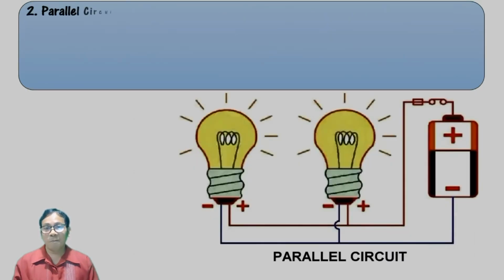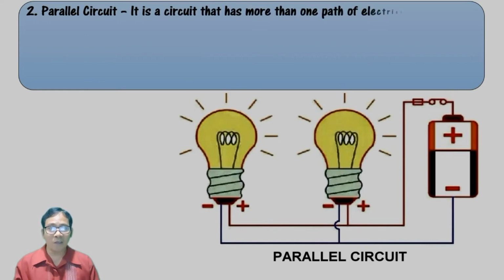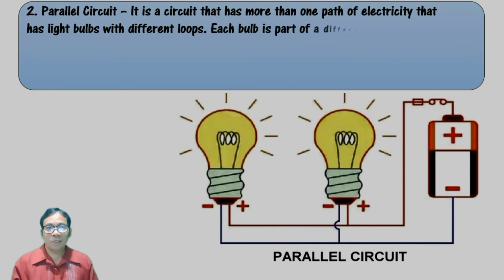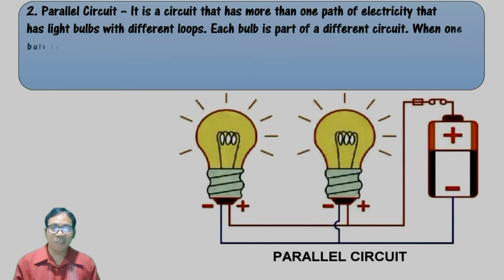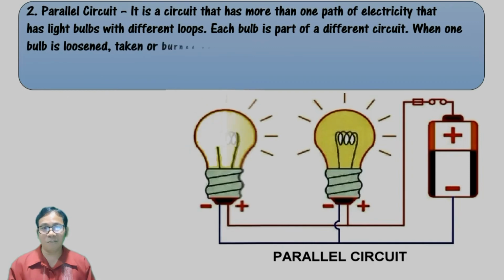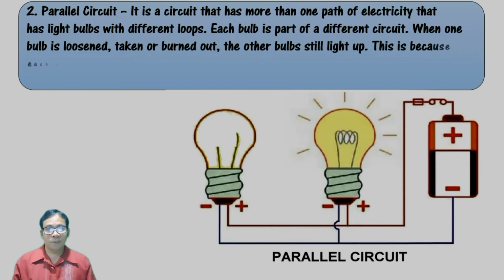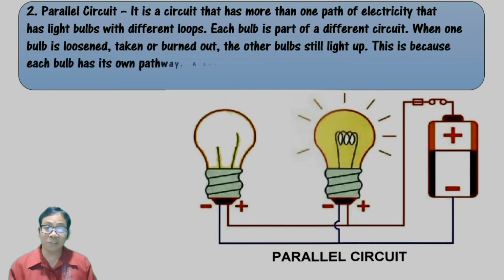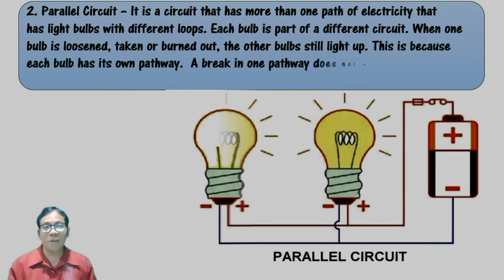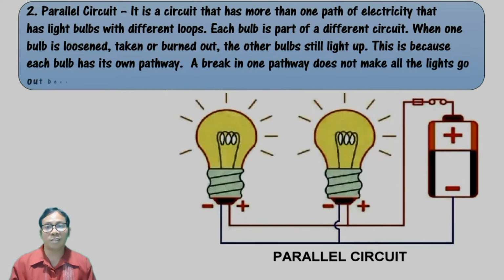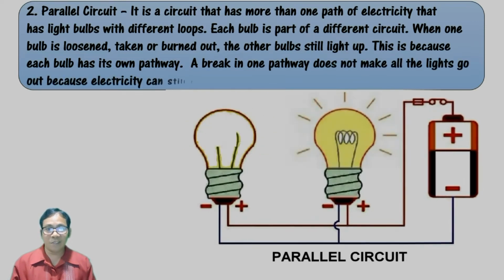Number 2. Parallel circuit. It is a circuit that has more than one path of electricity, that has light bulbs with different loops. Each bulb is part of a different circuit. When one bulb is loosened, taken or burned, the other bulbs still light up. This is because each bulb has its own pathway. A break in one pathway does not make all the lights go out because electricity can still flow through the other pathways.